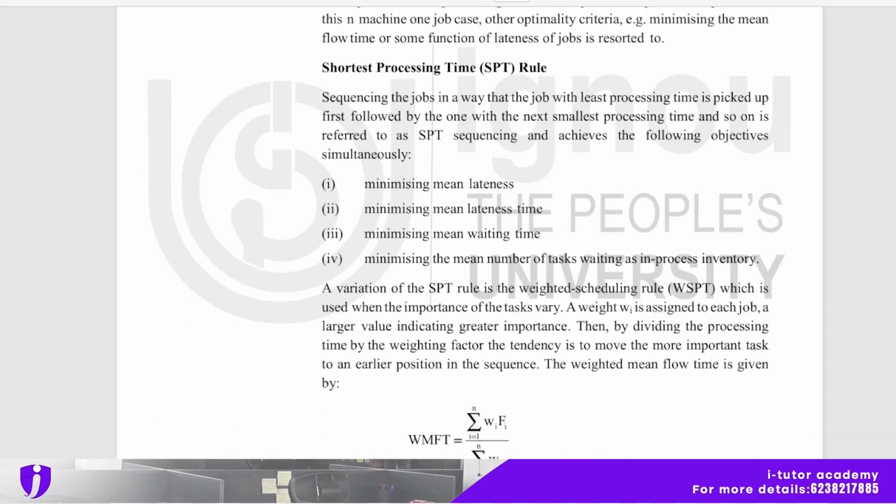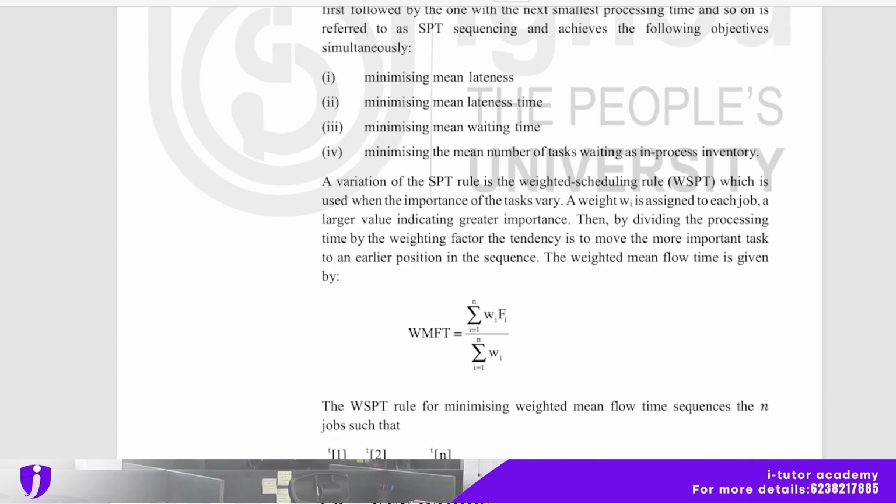And the shortest processing time rule, that is the SPT rule, sequences the jobs in a way that the job with the least processing time is picked up first, followed by the one with the next smallest processing time, and so on. This is referred to as SPT sequencing, and it achieves the following objectives simultaneously: minimizing mean lateness, minimizing lateness time, minimizing mean waiting time, and minimizing the mean number of tasks waiting, as in work-in-process inventory.